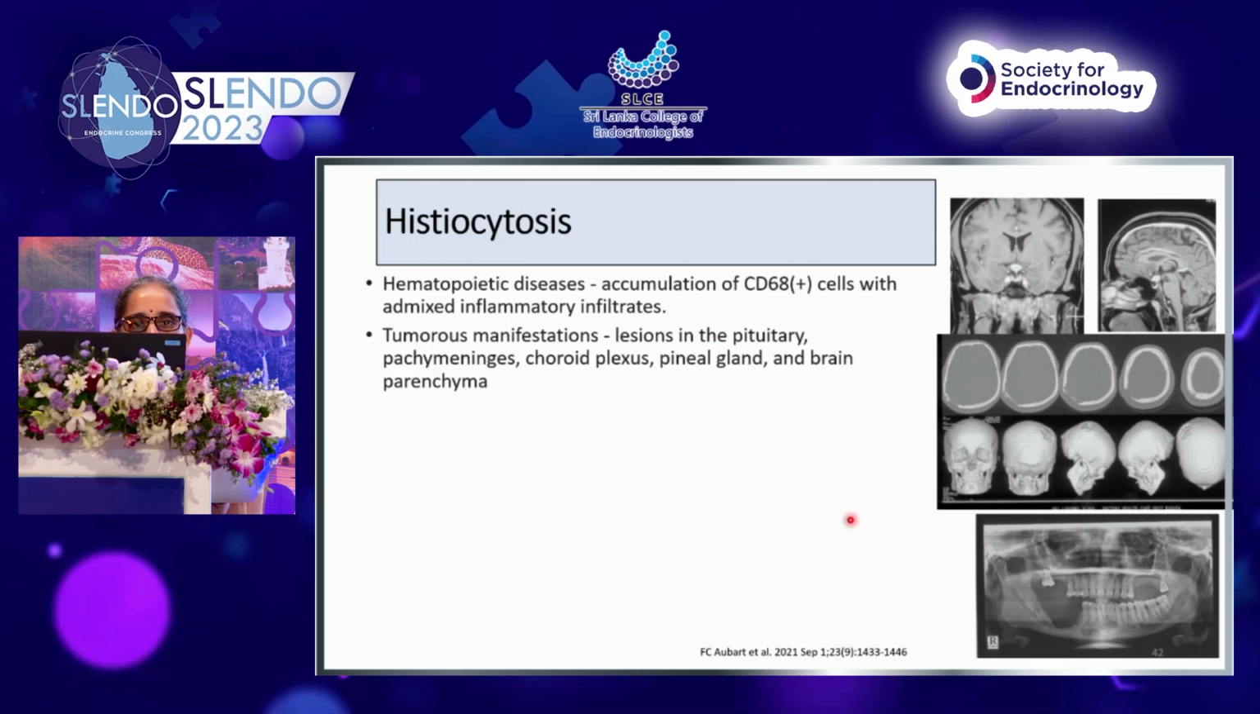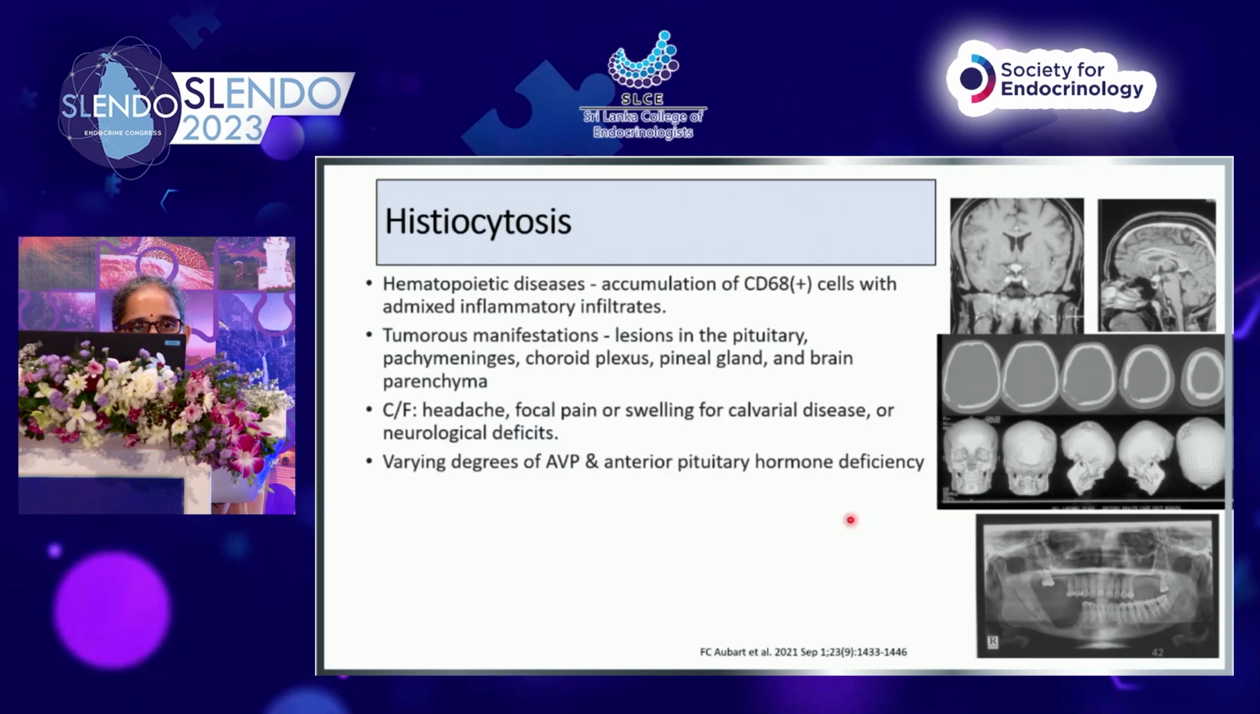Histiocytosis are hematopoietic diseases with accumulation of CD68 positive cells with admixed inflammatory infiltrates. They can present with tumor-like masses in the pituitary, choroid plexus, and other regions of the brain, as well as lesions in the bone. So this is one of our patients who presented with a hypothalamic mass as well as swelling in the jaw with loss of multiple teeth and swelling over the scalp. He had an expansile lesion over the parietal region.